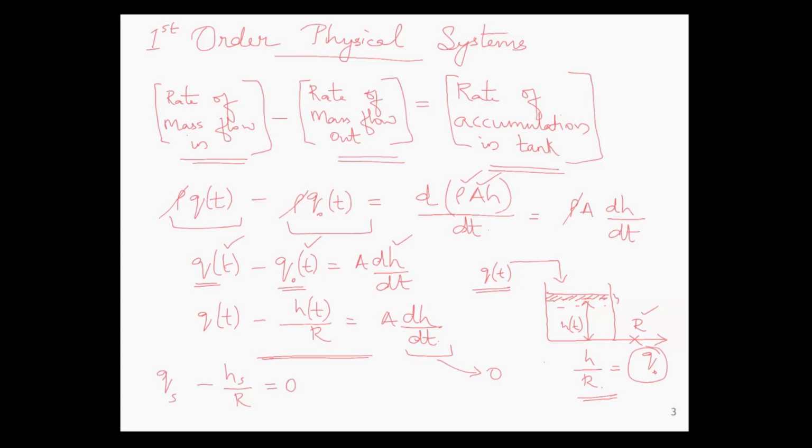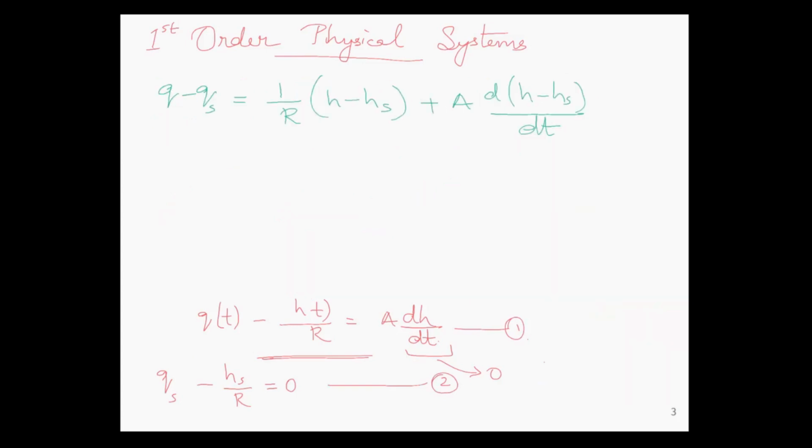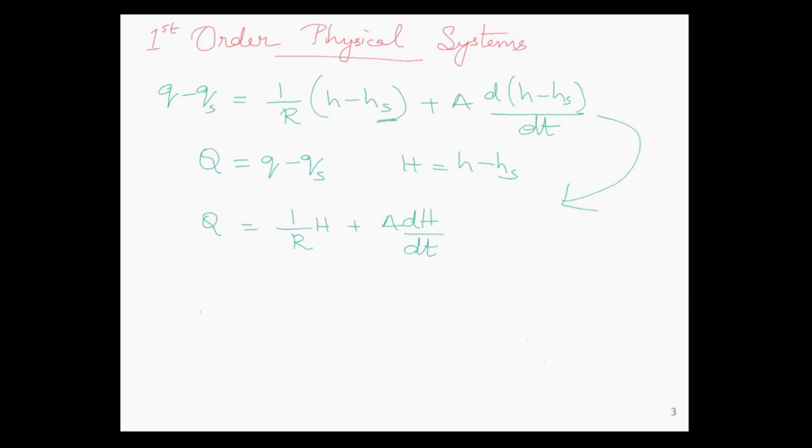Now subtracting equation 2 from 1, we will get Q minus Qs is equal to 1 by R (H minus Hs) plus A d(H minus Hs) by dt, where the subscript s shows that those are steady state values. Now we define capital Q as Q minus Qs and capital H as H minus Hs. Now this equation after substituting will be Q equal to 1 by R H plus A dH by dt.